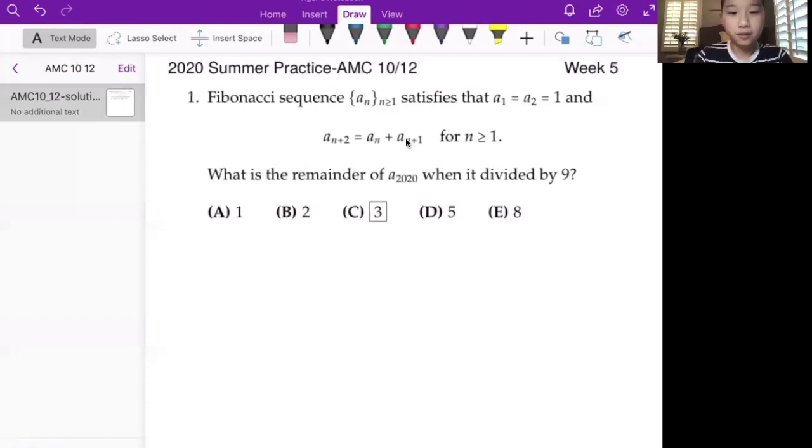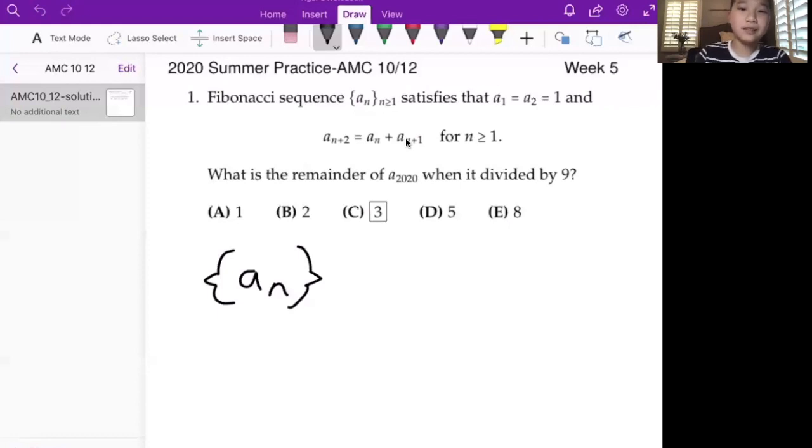Let's start. Problem 1. A Fibonacci sequence, the curly braces, a subscript n, with n greater than or equal to 1 satisfies that a1 equals a2 equals 1 and a(n+2) equals a(n+1) plus a(n) for n greater than or equal to 1. What is the remainder of a2020 when it is divided by 9?